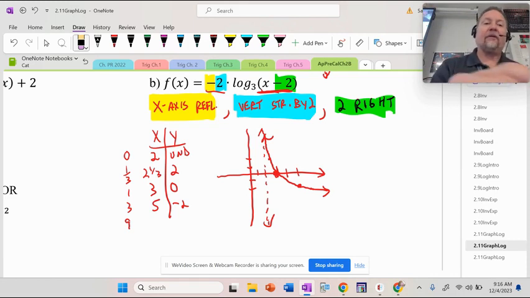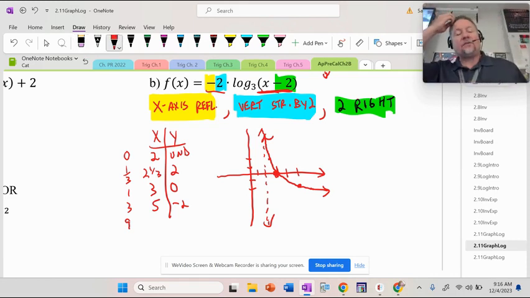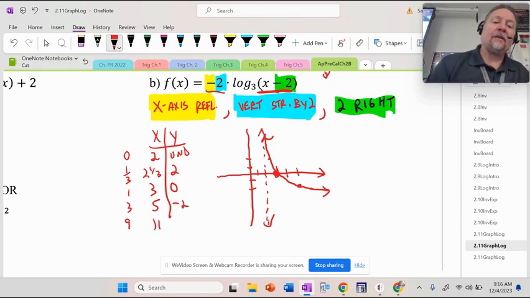All right, and then how do I get 9? Even though this goes off the charts, let's just play around. How do I get 9? What would I have to plug in for x? I heard someone say 11. Very simple. 11 minus 2 is 9. Log base 3 of 9 is 2. 2 times -2 is -4. So I could ask, what's f of 11?